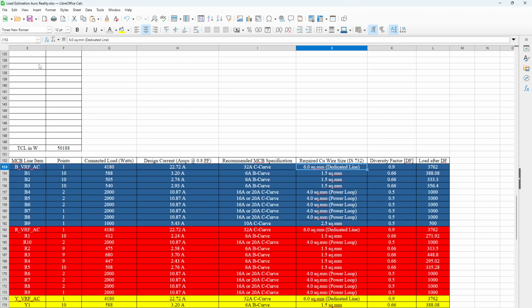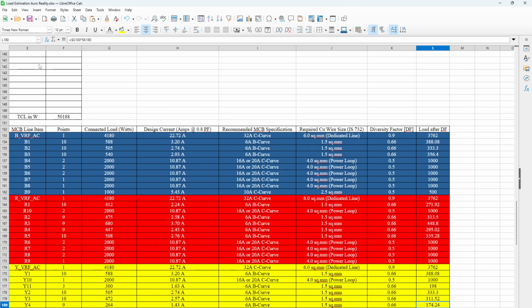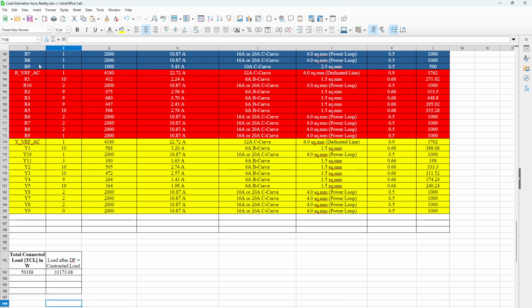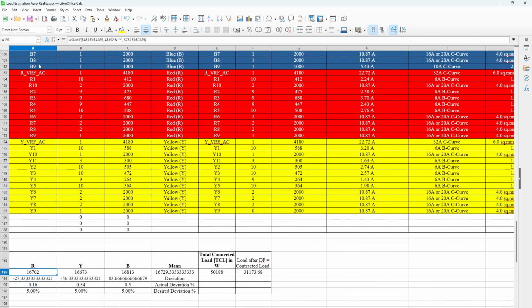What wiring has to be used, why it has to be used, what is the diversity factor, then what is the demand factor after that, what is the contracted load for the client. So this is my job.